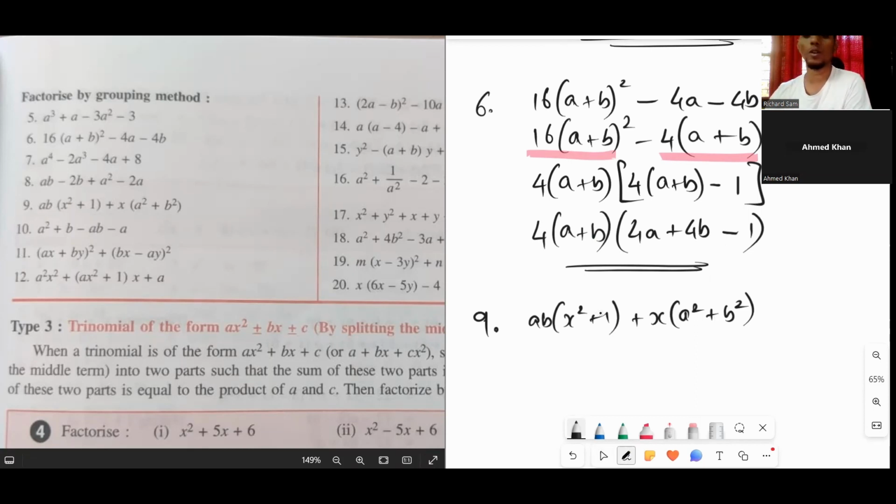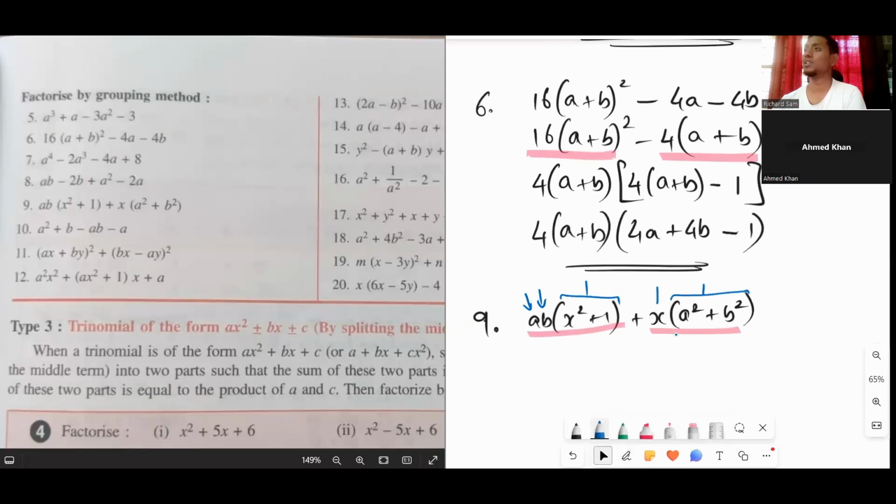Okay, next question. What is common now? How many terms are here? This is the first term, this is the second term. In these two terms, anything common? You can take out A, you can take out B, but here you have to take out the whole thing in one shot because of the bracket. Here also, X is separate, but this whole thing is together. So from this and this, anything common? Nothing common. So then we multiply.